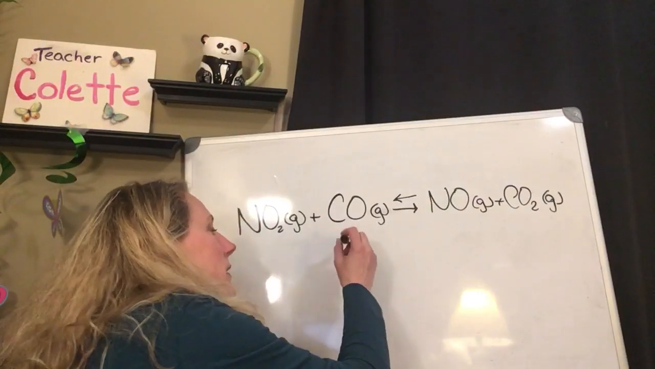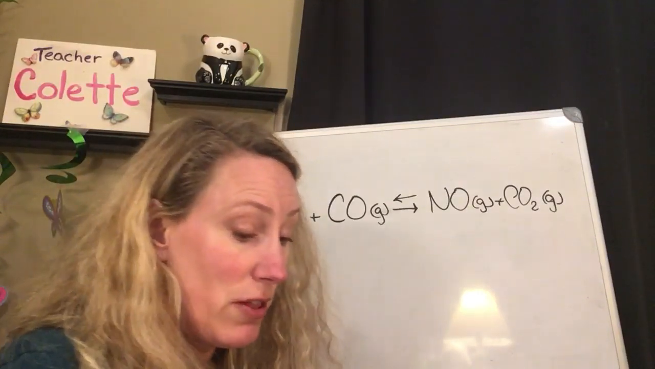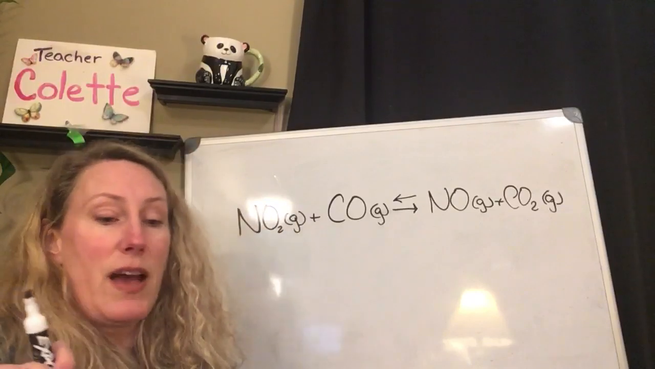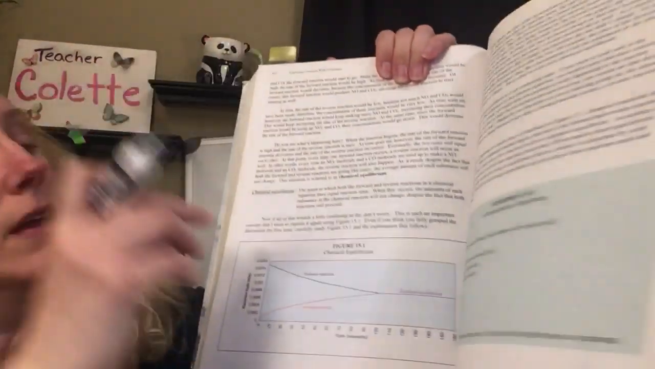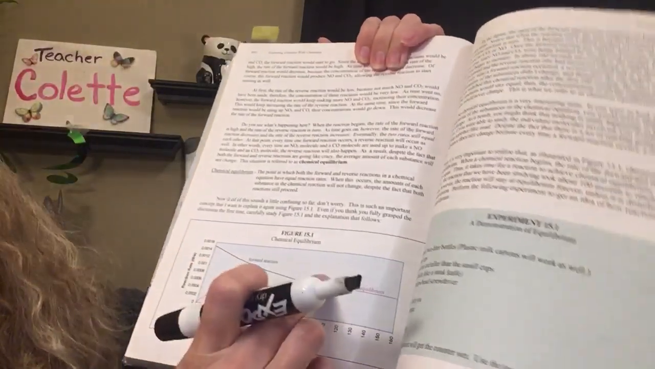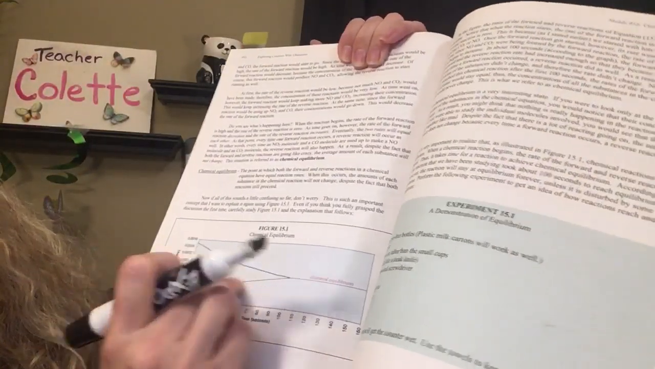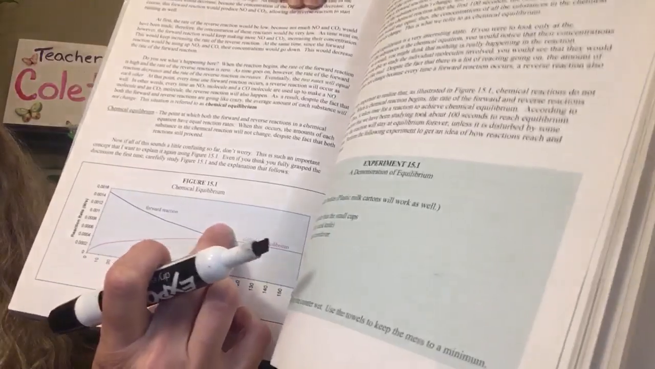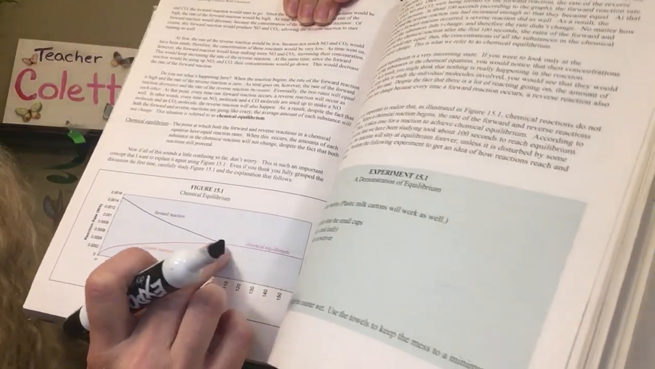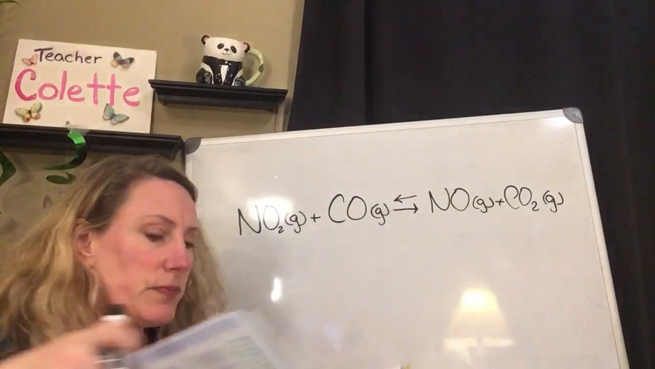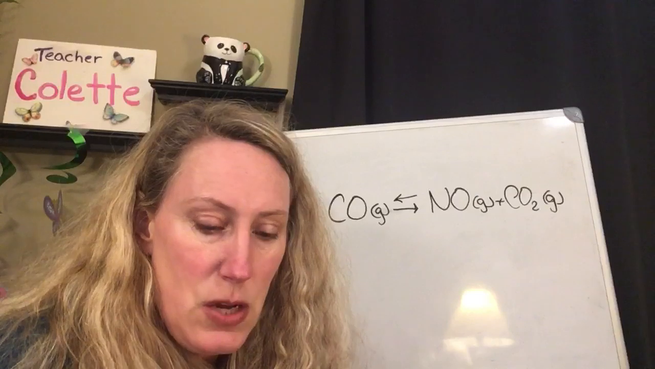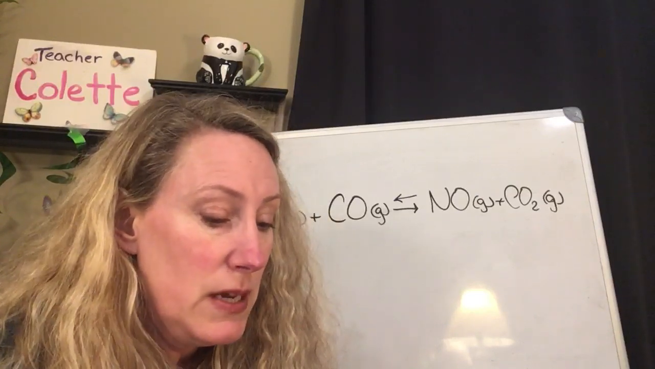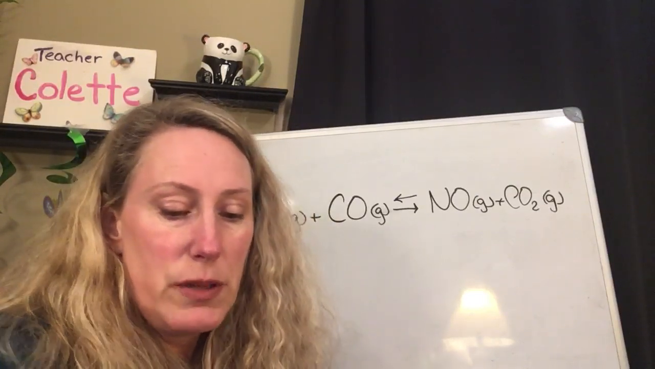They have some graphs. I'm not going to try to draw the graph. On figure 15.1, you have this chemical equilibrium happening. You have the forward reaction and the reverse reaction, and once it hits this spot here, that's where equilibrium is happening. So this is figure 15.1 in your book. You might want to get used to seeing graphs like that. We're going to look at a couple more graphs.